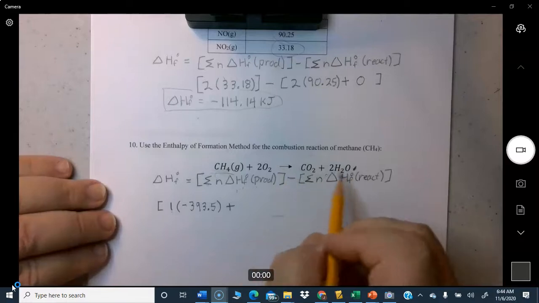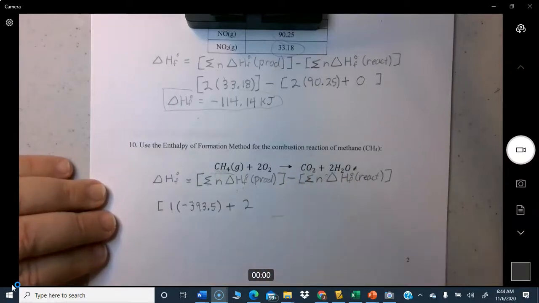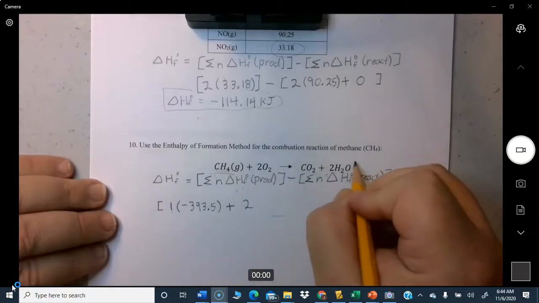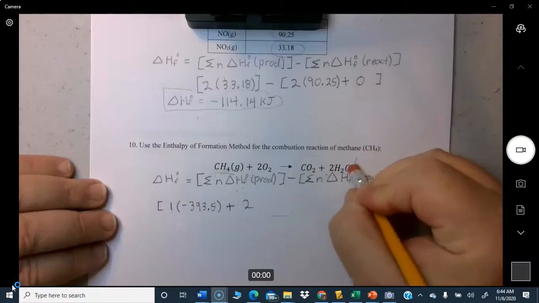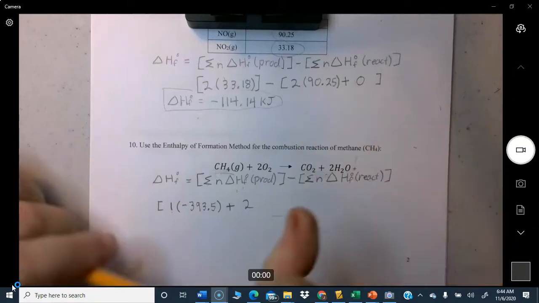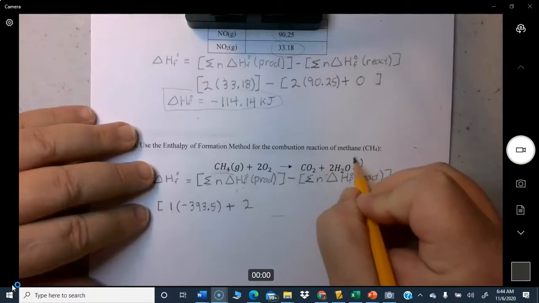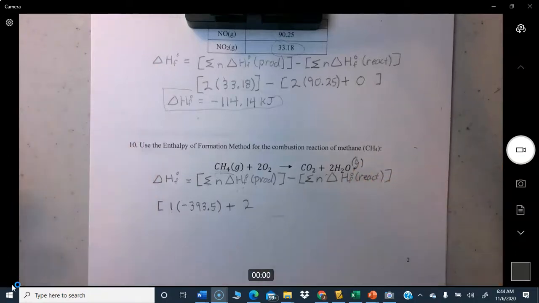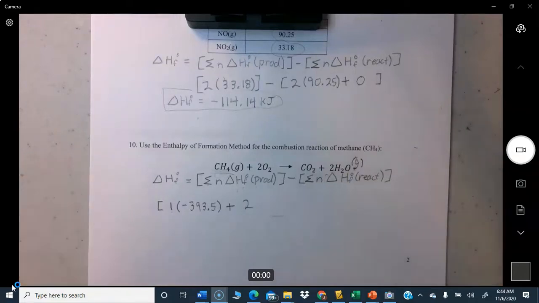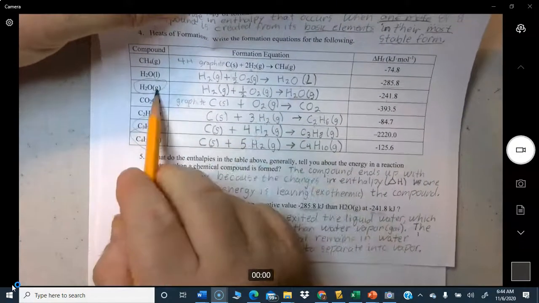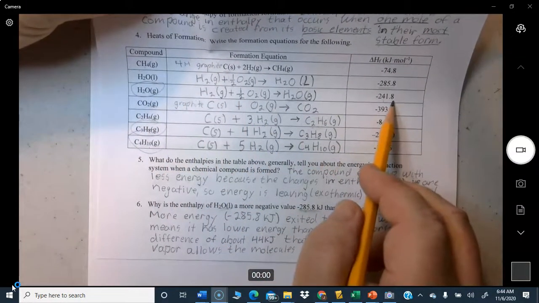Okay, it's 2 moles of water, so it's 2, and I didn't say what kind of water. That was bad of me. I'm going to say it's gaseous water. Okay, so you have to know that to do this problem. If I hadn't specified, you could have just picked whichever one you want. But I should have put it there. Okay, so we go to gaseous water. That's water vapor. It's right there. And it's going to be negative 241.8.